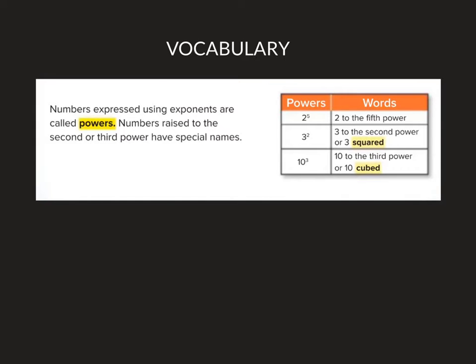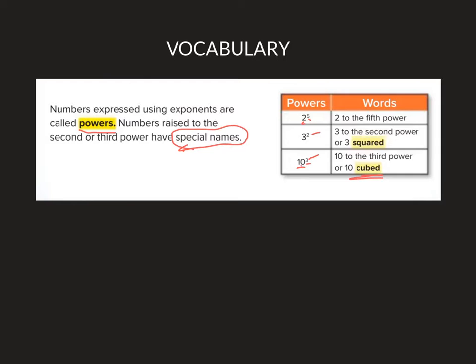Oh, sorry, vocabulary here, okay? Numbers expressed using exponents are called powers. Numbers raised to the second or third power have special names. So I want you to know this. If I have 2 to the 5th power, that's how I'm going to say it. But numbers raised to the second and third power have a special name. So 3 to the second power is also called 3 squared. Or 10 to the third power is also called 10 cubed.